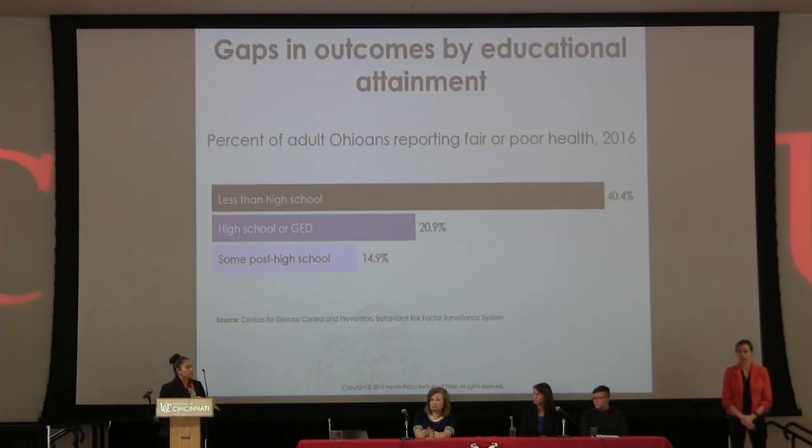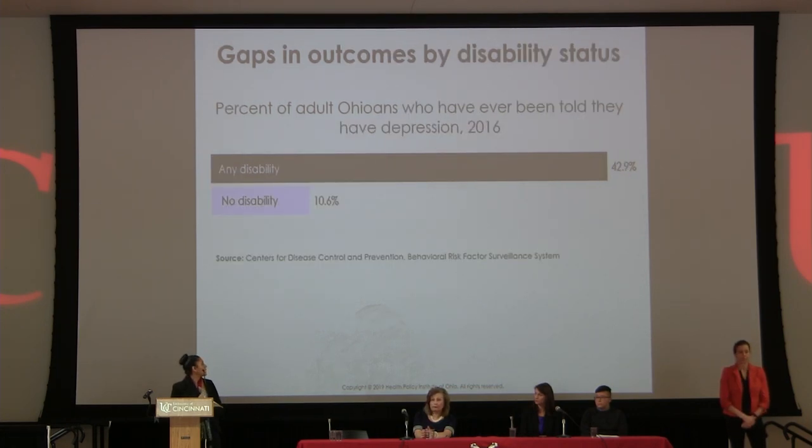We also see gaps in outcomes by educational attainment. An Ohioan who did not graduate high school is almost 2 times more likely to report having fair or poor health as compared to an Ohioan who completed high school or received their GED. And here you see by disability status, Ohioans with a disability are nearly 4 times as likely to report having depression as compared to an Ohioan who does not have a disability.